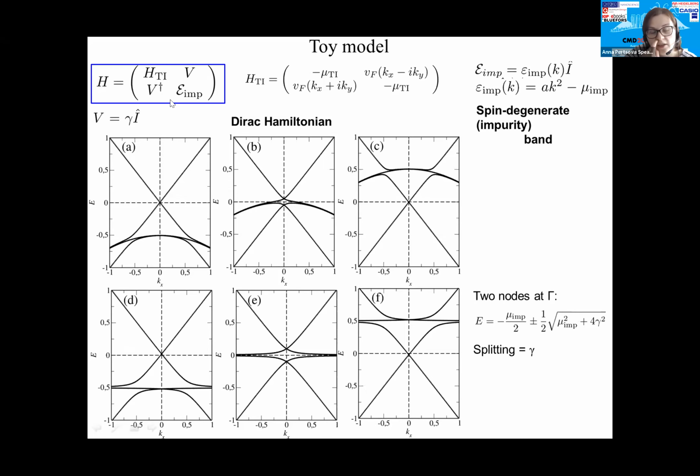Because of the spinor structure of the Dirac Hamiltonian, the Hilbert space is 4 by 4, so the impurity band is actually doubly degenerate. So we have 4 bands, and when the impurity band hybridizes with the Dirac states, the bands have to reconnect somehow, and the way that they reconnect is shown here. When the band approaches the Dirac point, we get this structure in which the nodes appear to be split.